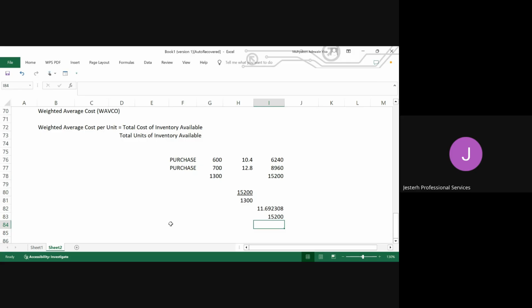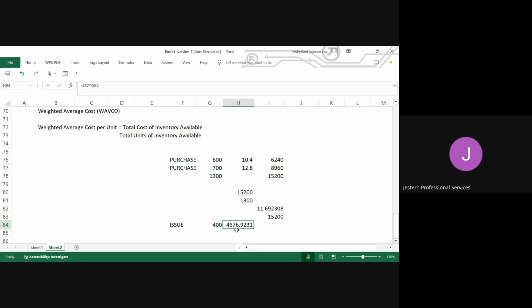Now let's assume that we issue out 400. What price are we going to use? We cannot use 12 naira 8 kobo, we cannot use 10 naira 4 kobo. We are going to use the average price per unit that we just calculated to issue out this 400.